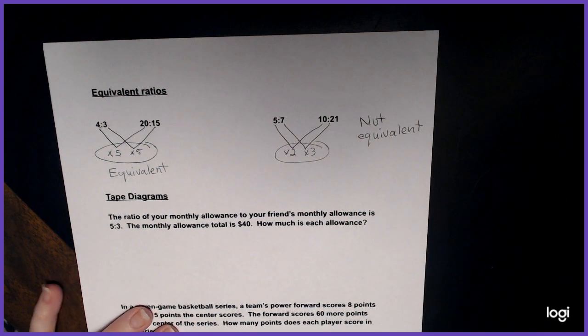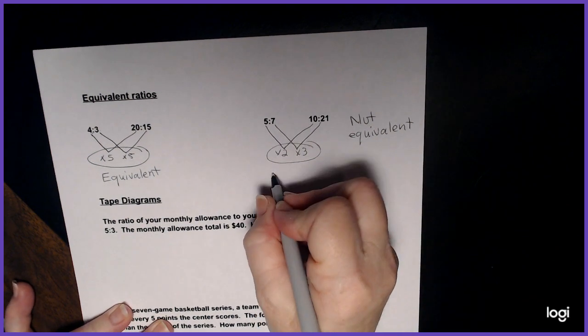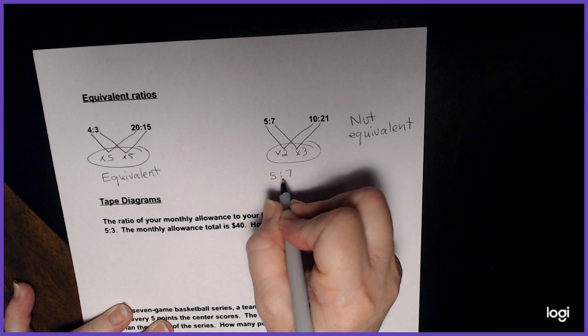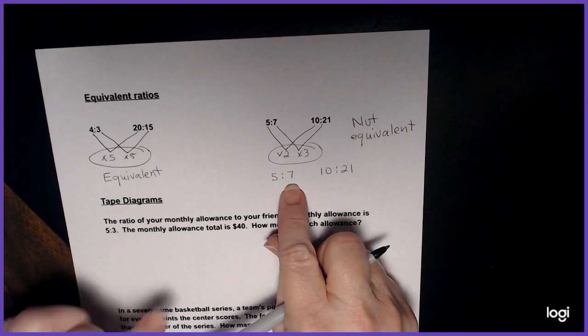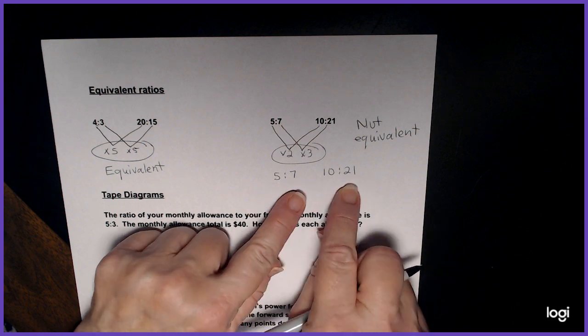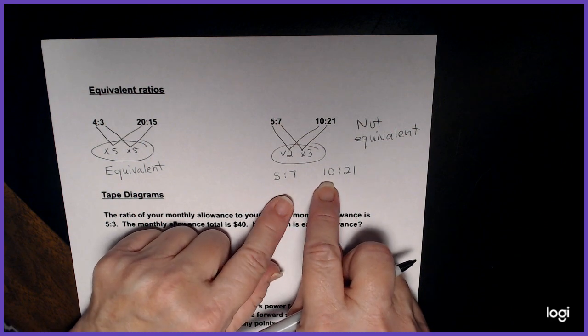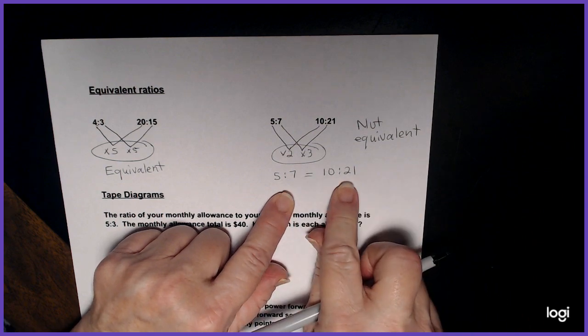Now, if you're listening, I kind of said there's a couple ways that you could have solved these. So, for example, you have here 5 to 7, and you have your 10 to 21. You could see if you could have simplified this. 5 and 7, they don't have a common factor, so you cannot simplify either one of these. And so these are as low as they go, and these two do not look like each other.